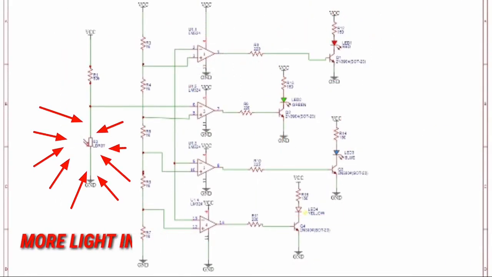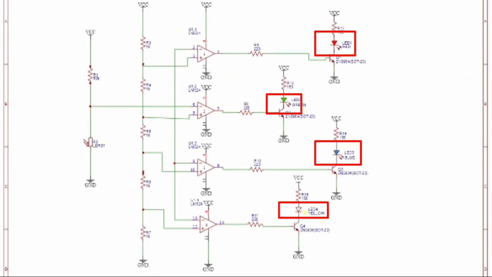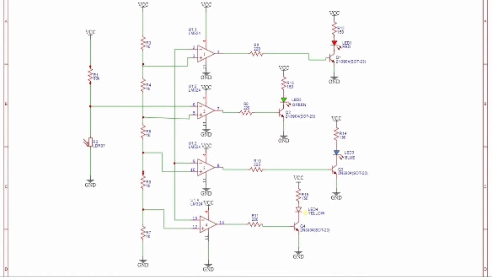When more light is incident, the other comparators turn on and the LEDs glow according to the intensity of light. If the full light is incident, the 4 LEDs glow, and if less light is incident, maybe 1 or 2 or 3 LEDs glow according to the intensity of light.